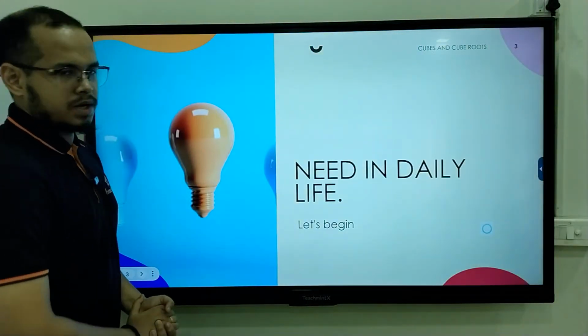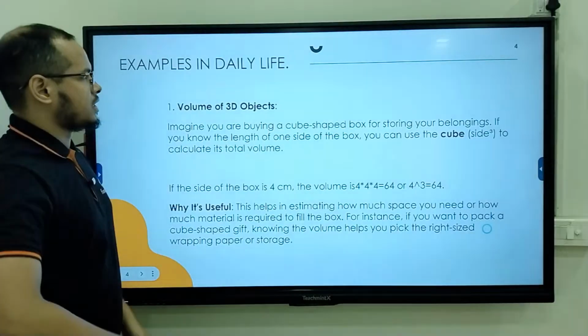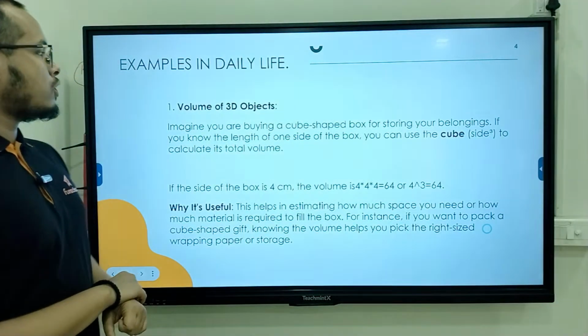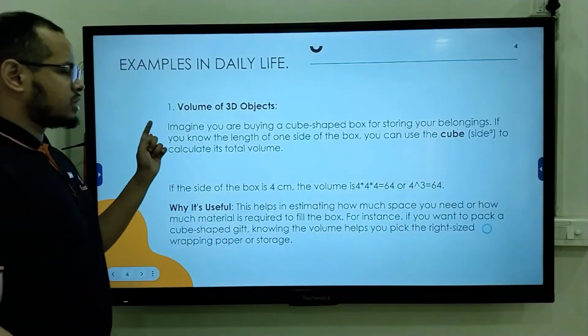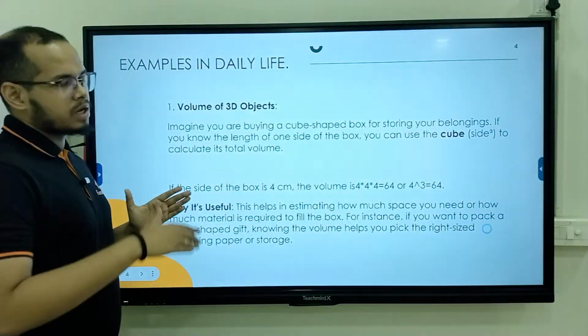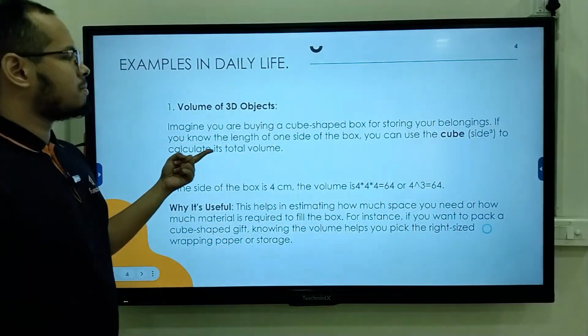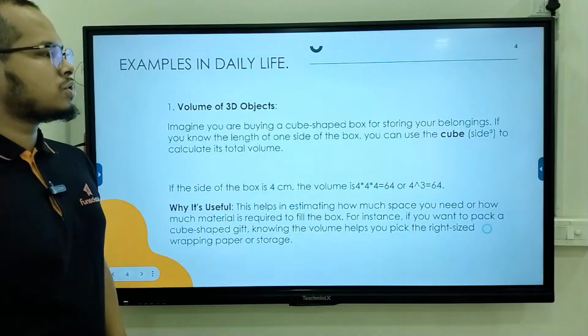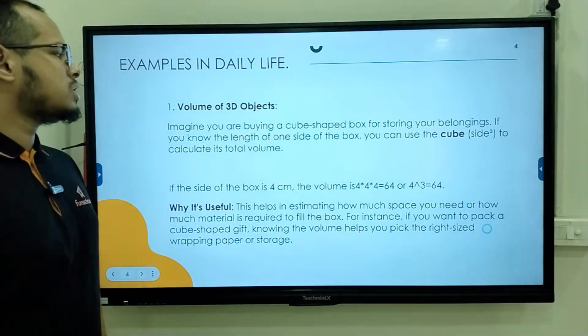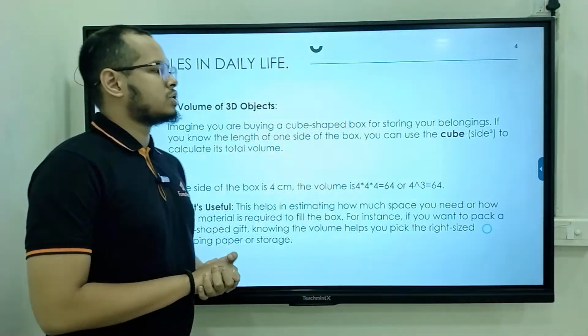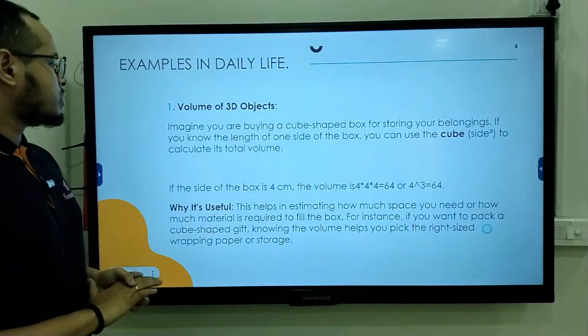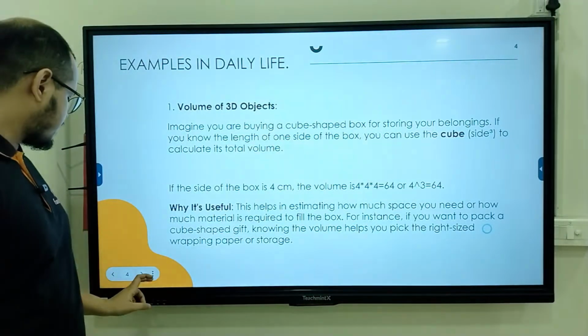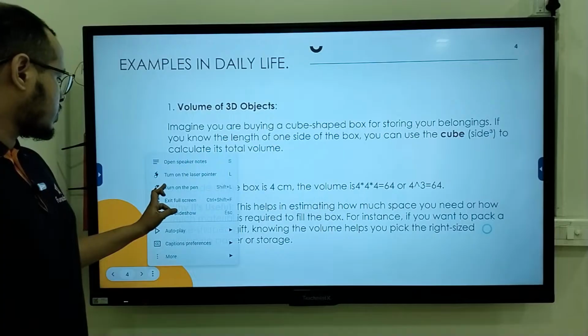Okay, so let's begin. First example, volume of 3D objects. Imagine, I will read from the board what is written, then I'll give you an example. Imagine you're buying a cube-shaped box for storing your belongings. If you know the length of one side of the box you can use its cube to calculate its total volume.